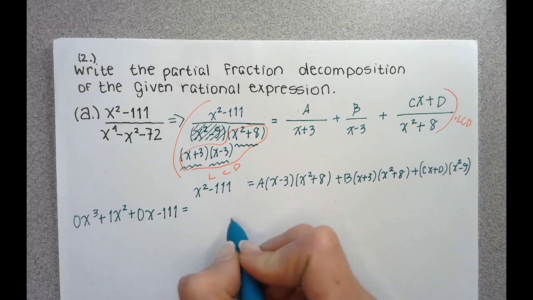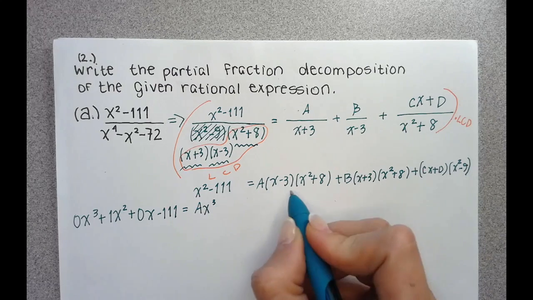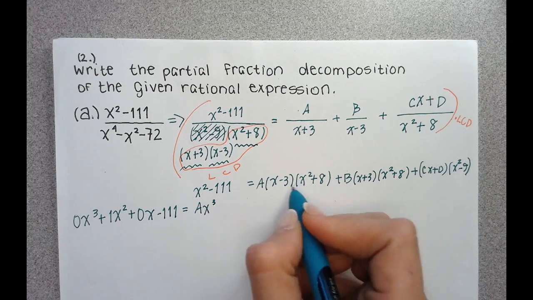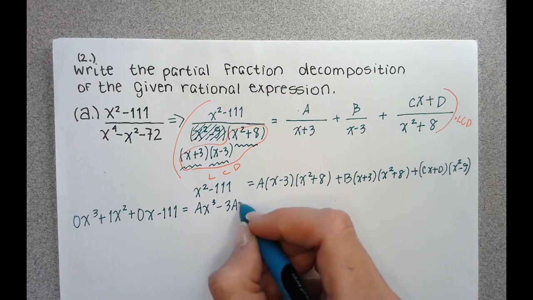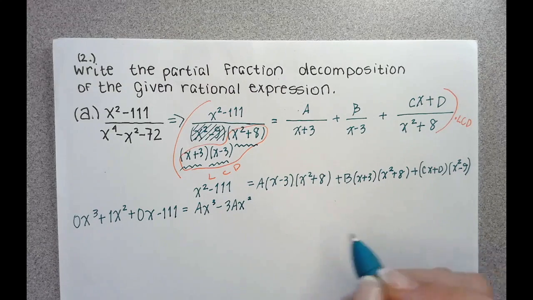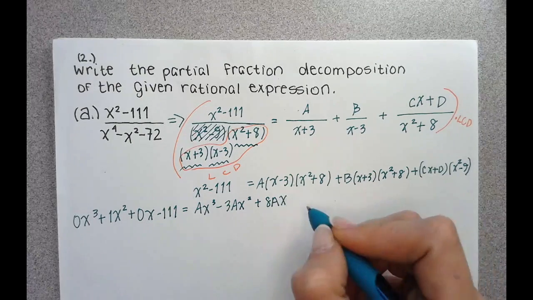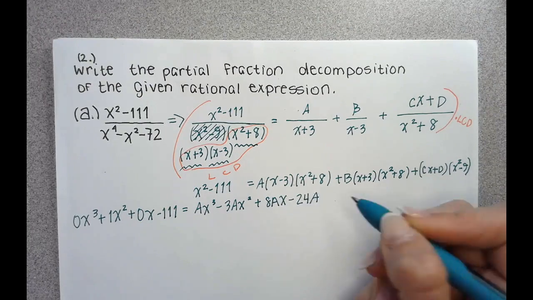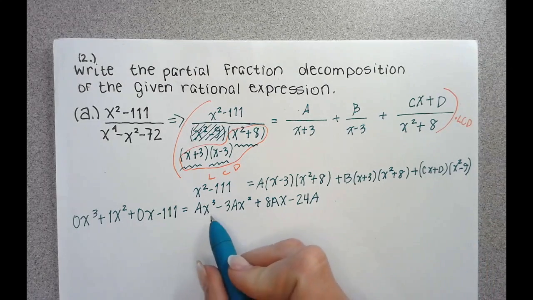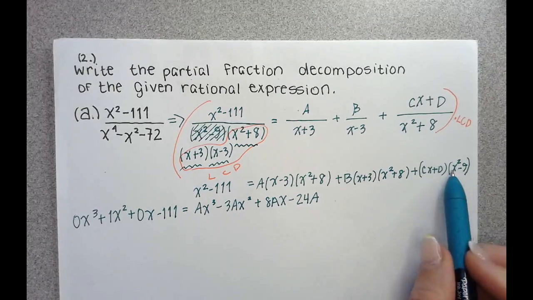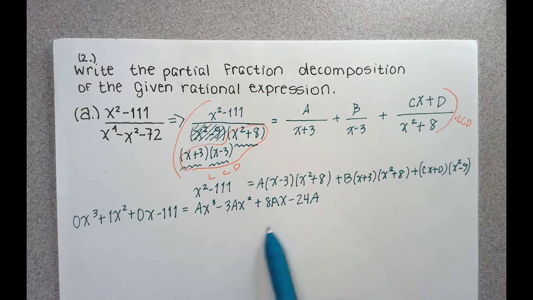This gives me ax cubed. Then I'm going to get minus 3ax squared. I'm going to do the inner terms right now. Minus 3ax squared. Outer I have plus 8ax. And last I have minus 24a. Okay, I counted for every single power here. So what I'm going to do as I continue is I'm going to stack vertically, so I'm adding them up.